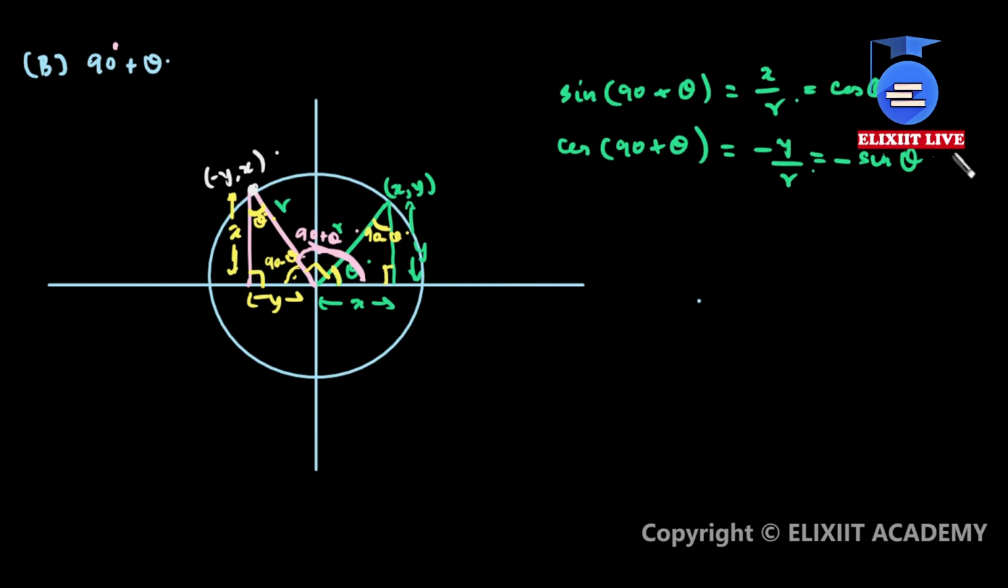Is this clear? Sin 90 plus theta is clear? The proof is clear. Overall, the concept you just need to know, but this is the proof. This is a standard proof using geometry. Overall, you just need to see the quadrant, locate the radians, see which quadrant it is lying in, and then see the sign. I'll show you the shortcut also.